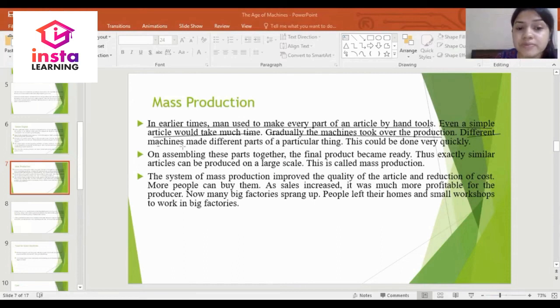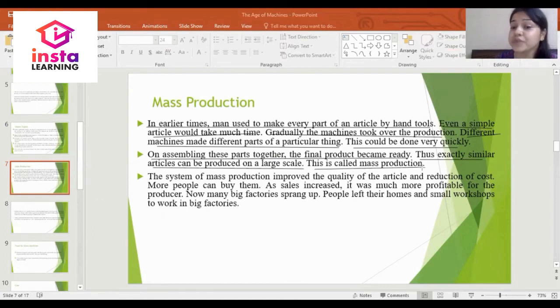Different machines made different parts of a particular thing. This could be done very quickly. On assembling these parts together, the final product becomes ready. Thus, exactly similar articles can be produced on a large scale. This is called mass production.